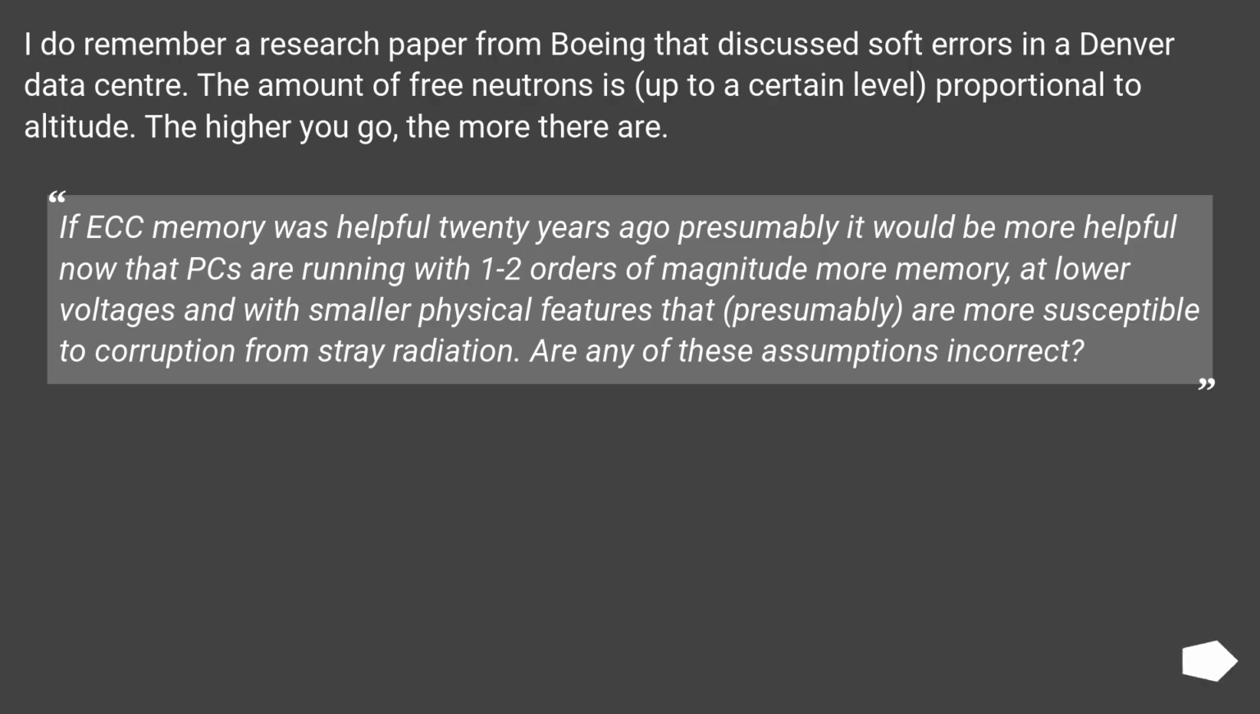I do remember a research paper from Boeing that discussed soft errors in a Denver data center. The amount of free neutrons is, up to a certain level, proportional to altitude. The higher you go, the more there are.